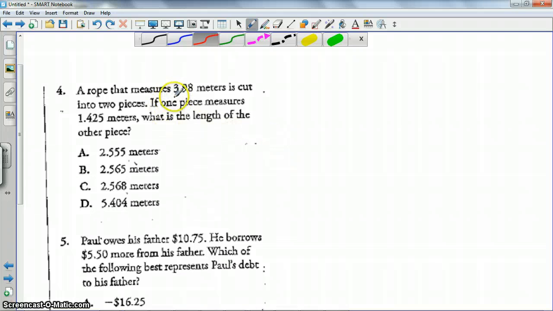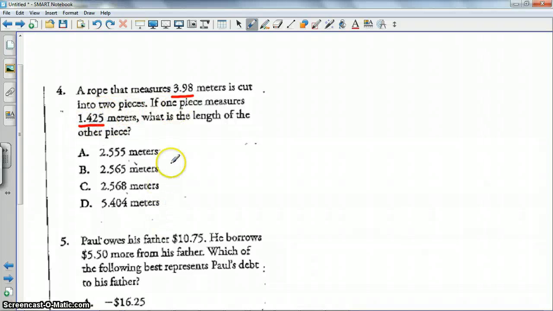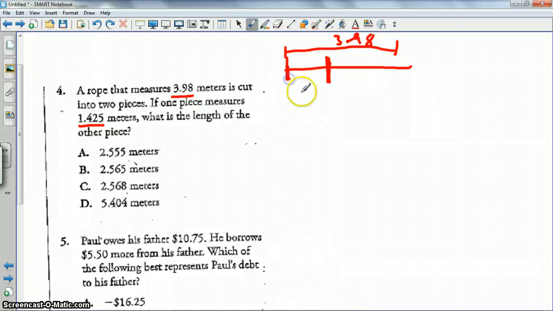A rope that measures 3 98/100 meters is cut into two pieces. One piece measures 1 425 thousandths meters. What is the length of the other piece? So I have a rope, the whole rope is 3.98. We cut off maybe this much, and that much was 1.425. So we need to know what is left in the rope. It looks like I'm taking this section and taking away that.